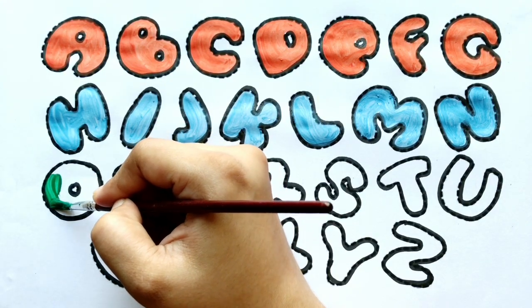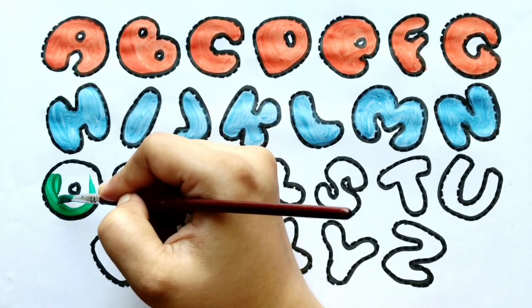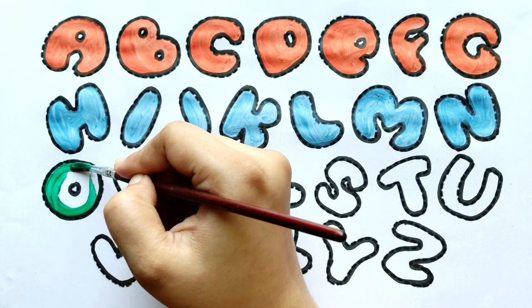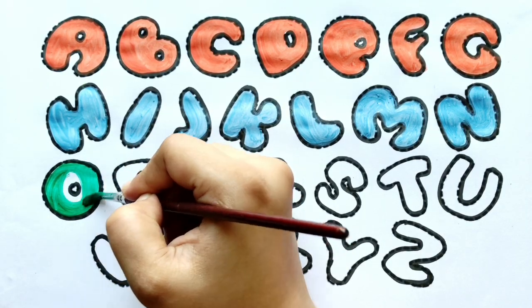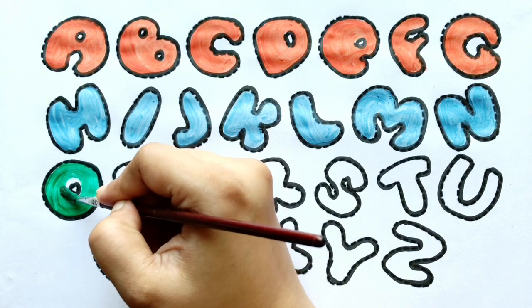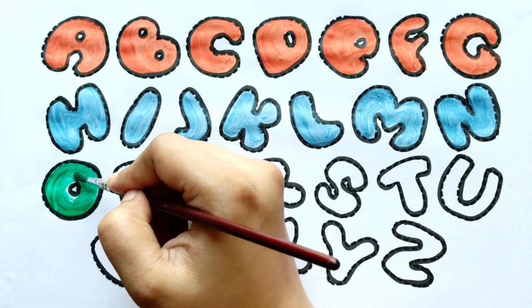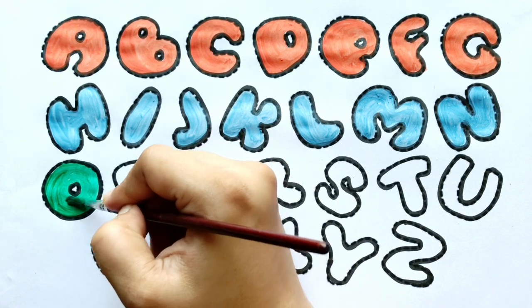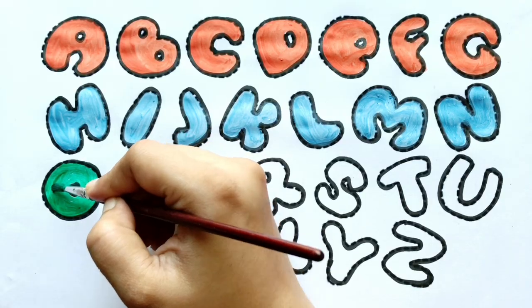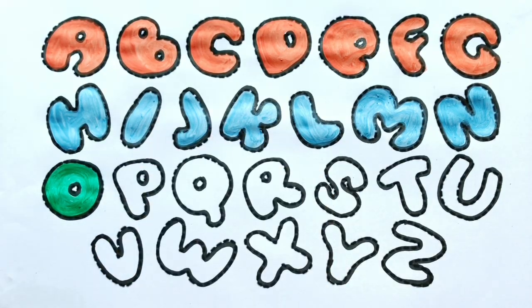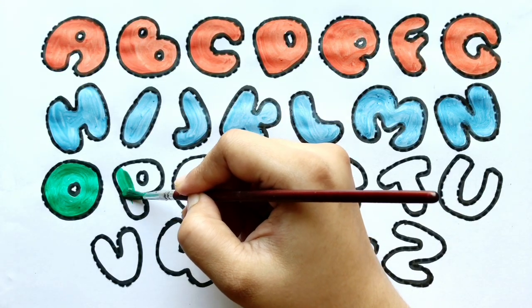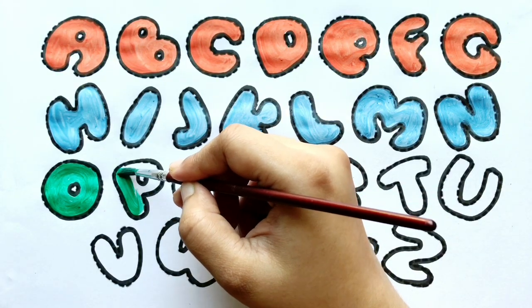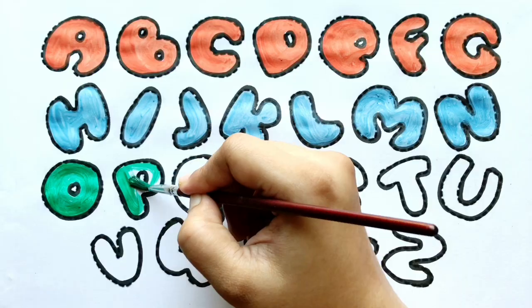Green color. O for octopus. A B C D E F G H I J K L M N O P Q R S T U V W X Y and Z. Now I know my ABCs. P for pig. Next time, won't you sing with me?